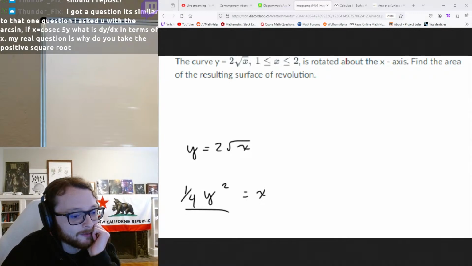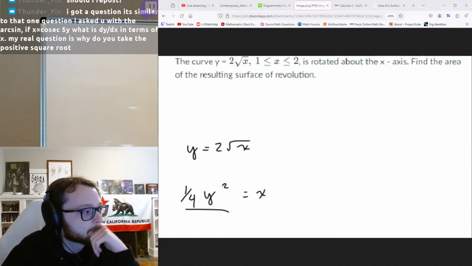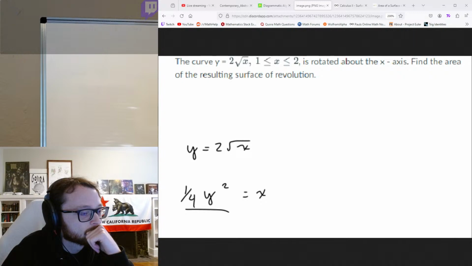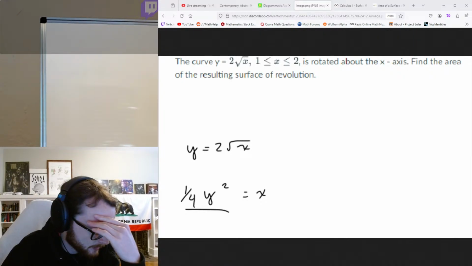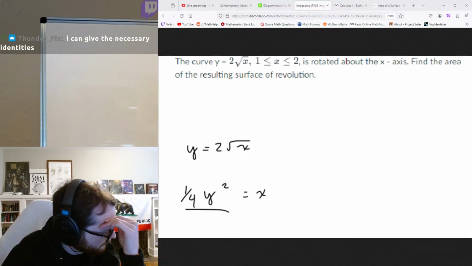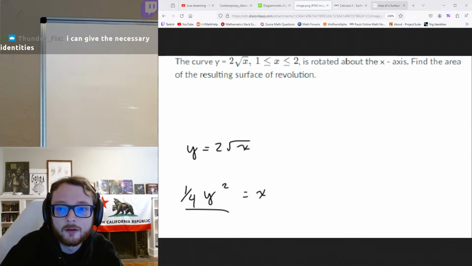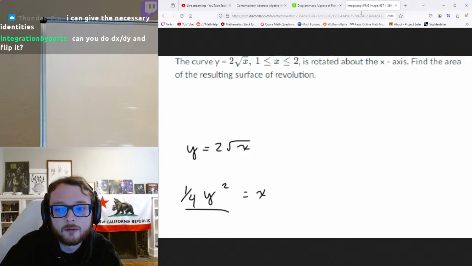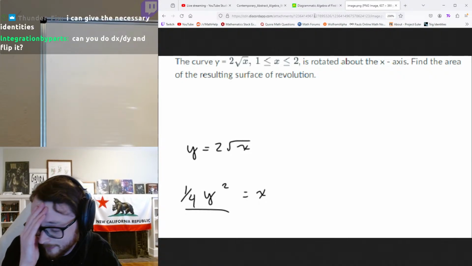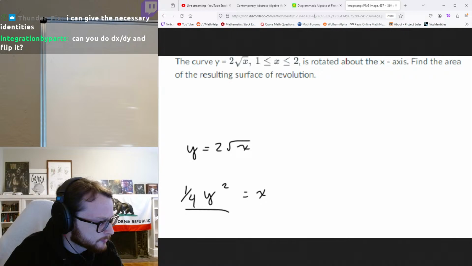If x equals cosecant 5y, what is dy dx in terms of x? Why do you take the positive square root? Yeah, how do you restrict the domain for cosecant? Cosecant is the inverse of sine. I wonder if you do the same restriction.